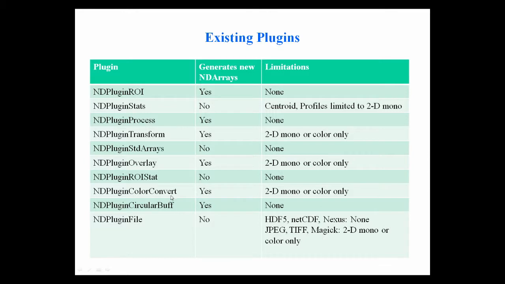The color convert generates new arrays, again 2D mono or color only. The circular buffer plugin generates new arrays, and it doesn't have any limitations on those arrays. And then finally, the file plugin does not generate new arrays, and the limitations on the input arrays depend upon the file type. So the HDF5, NetCDF, and Nexus can handle arbitrary ND arrays. JPEG, TIFF, and Graphics Magic can only do 2D mono and color.